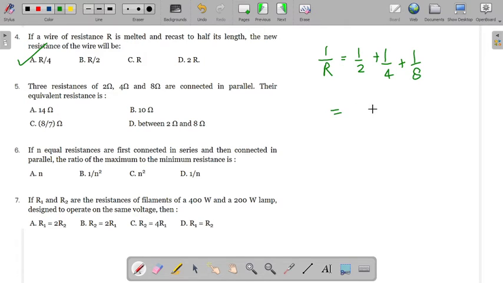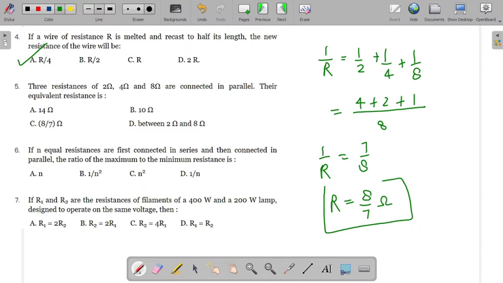Of course the LCM is 8. 2 goes into 8 four times, which means 4. 4 goes into 8 two times, which is 2, and 8 goes into 8 once, that is 1, which means 7 by 8. Now remember, this is the value of 1 upon R. So for the value of R, we have to reciprocate it. 8 by 7 ohm is the right answer, and option C is the correct one.